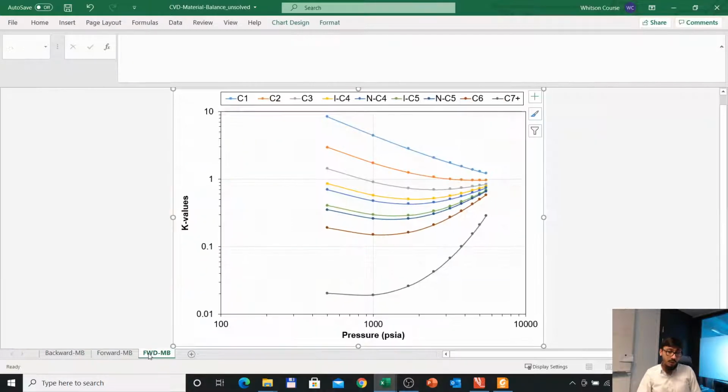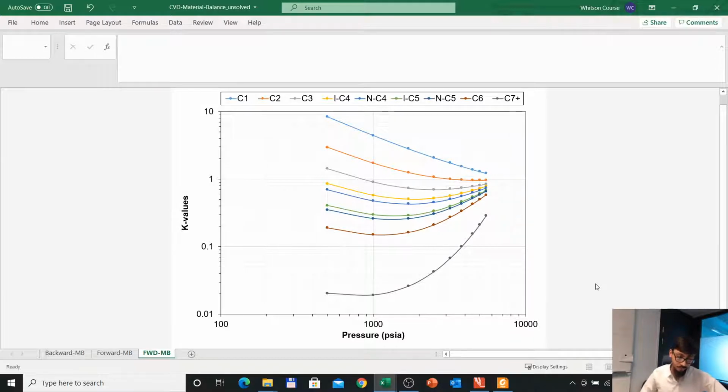And if you look at the K value plot, this is log of KI versus log of pressure, and that's how perfect forward material balance K values look like. These are for all hydrocarbon components, and we were discussing what we mean by, when we look at the K values, what we are looking for is how the K values are behaving, and if there is any crossing of the K values. So what do we mean by crossing is, for example, this guy here, that is C6.